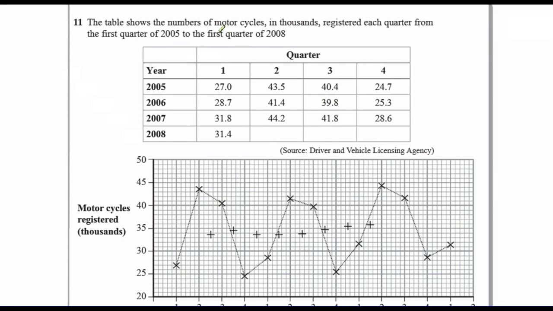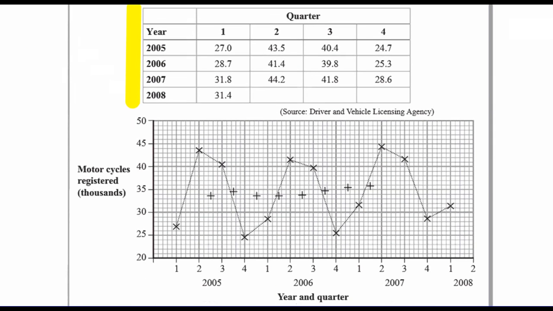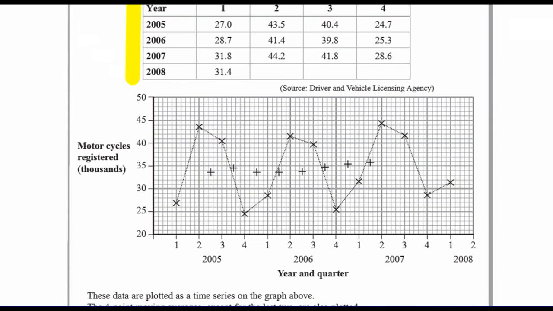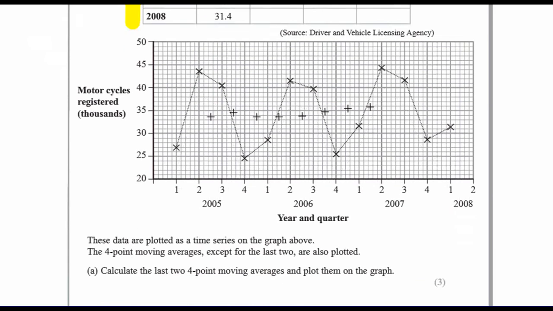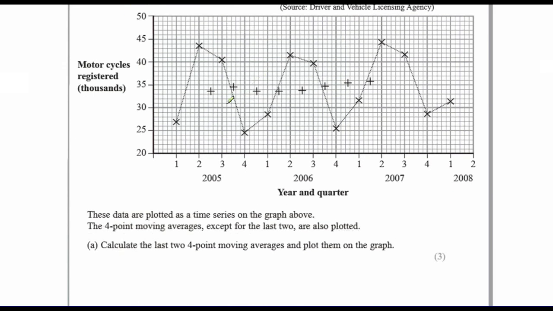The table shows the number of motorcycles in thousands registered each quarter from the first quarter of 2005 up to the first quarter of 2008. Okay, and that is shown in this table. Then we've got a plot showing all the information as a time series, and the 4-point moving averages have been plotted. So a 4-point moving average means that you take 4 numbers and you find their average, and then you take the next 4 numbers and you find their average.